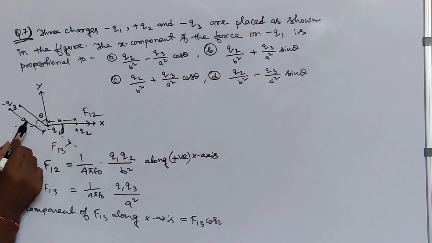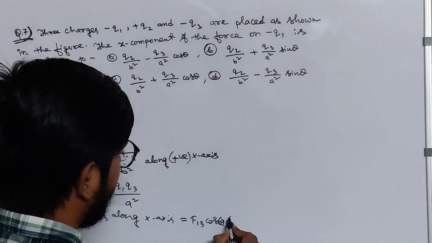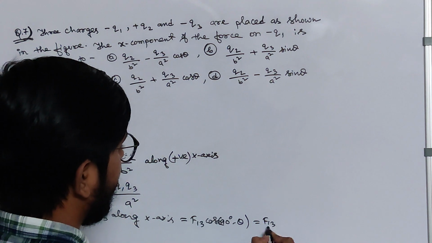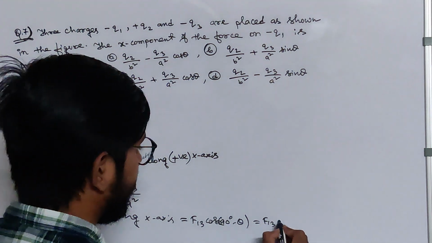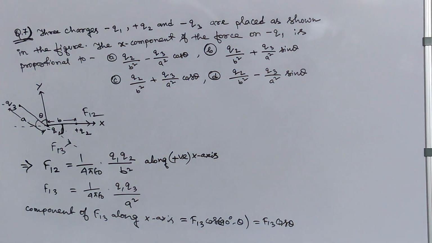This angle is 90 minus theta. If this angle is 90 minus theta, then this is 90 minus theta. So it will be cos of 90 minus theta. And you know, it will be f13, and cos 90 minus theta is nothing but cos theta. So what will be the resultant force along x direction?